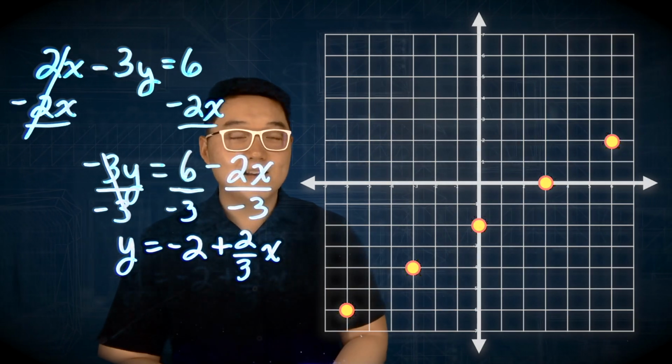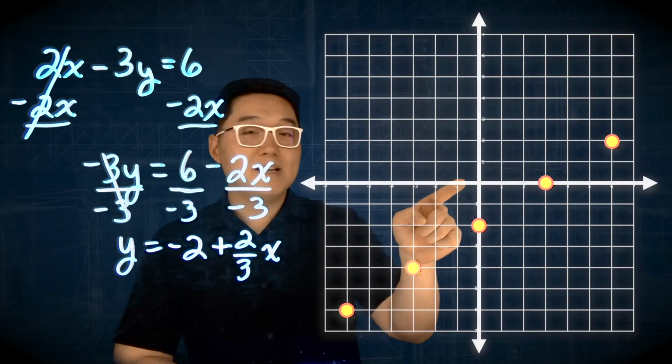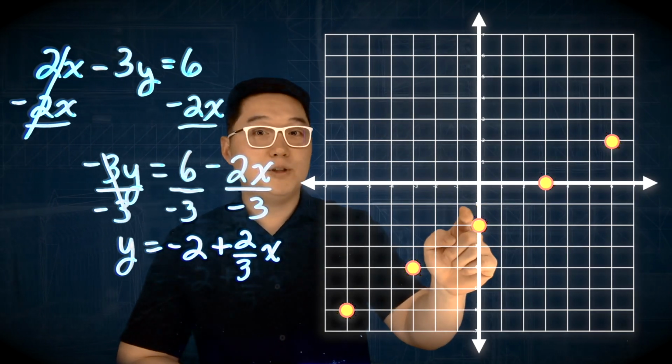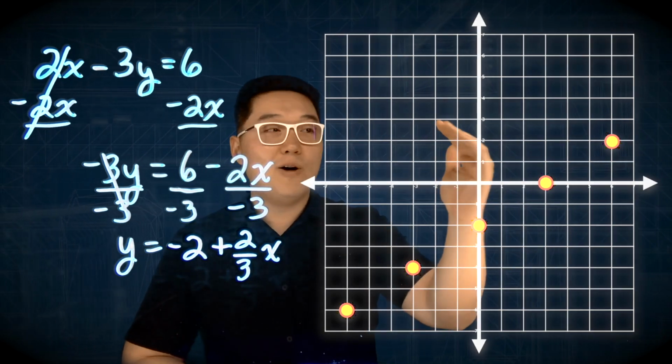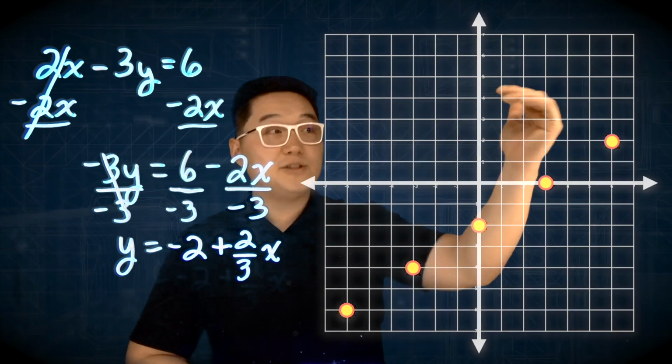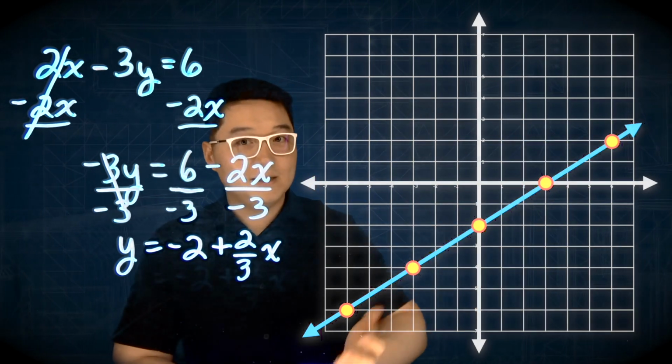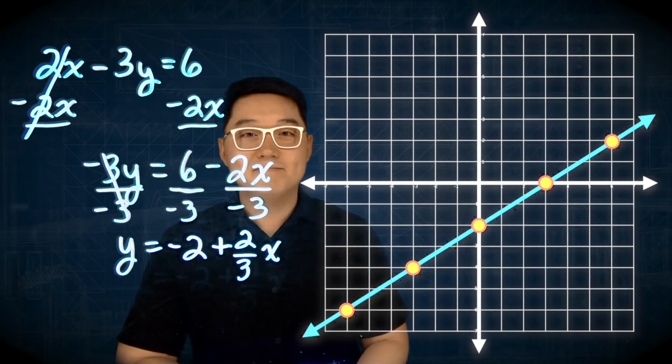And there you go. Notice we have a y-intercept of negative 2, and we have the slope of 2/3, rise 2 over 3. Rise 2 over 3. We can graph the rest of the points by drawing a line. And there you go.